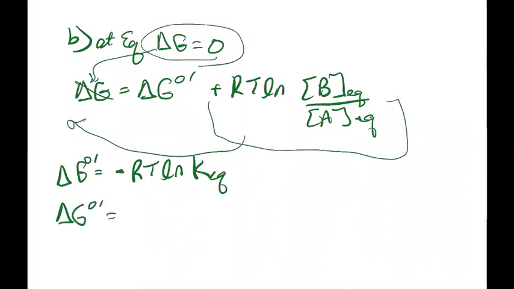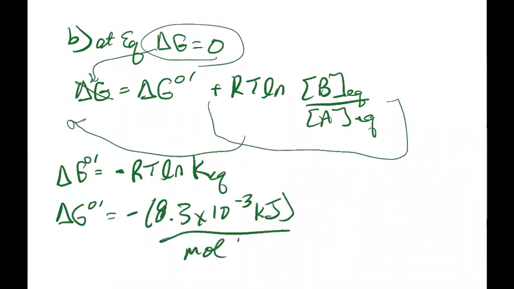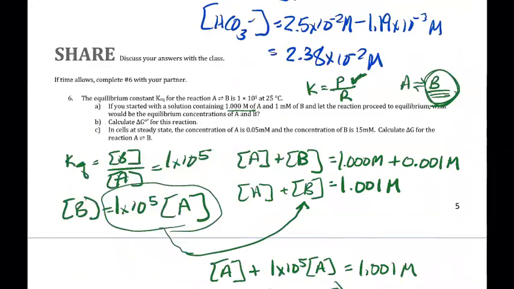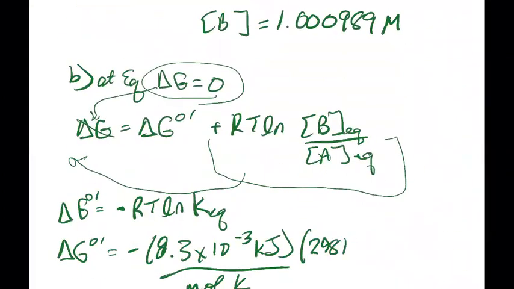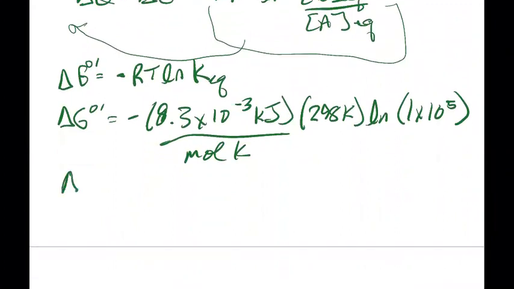Delta G naught prime is equal to negative, and remember, R is that gas constant, 8.3 times 10 to the negative 3 kilojoules per mole K, times what temperature are we at? Did it tell us? Just assume 298 K, ln of our equilibrium constant, which was 1 times 10 to the 5th, because it was really, really big. If you put that in your calculator, you should get negative 28.5 kilojoules per mole.